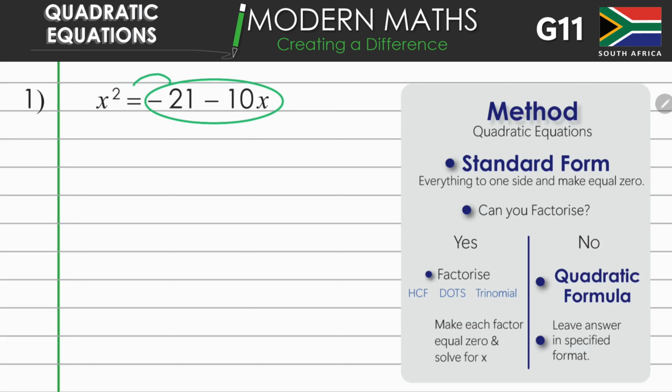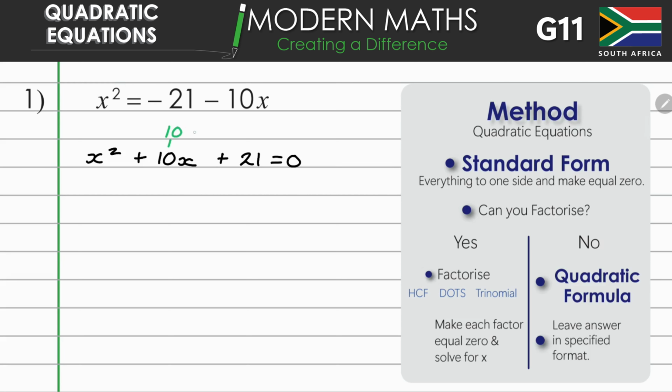Alright, first thing you want to do is get standard form. So, what I'm going to do is move these two terms over to the other side so that everything equals 0. Remember, when you move these things over, they become the opposite sign. So you can see I have a plus 10x now and a plus 21. So they always change signs when you move them over.